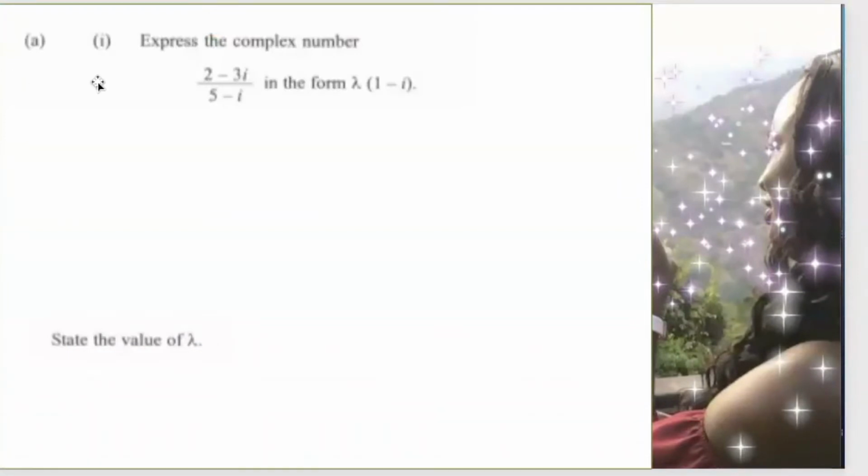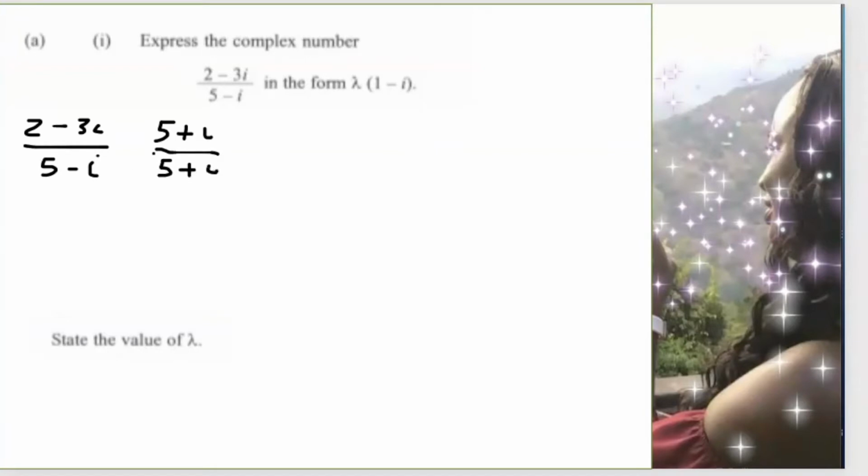This question is asking to express the complex number (2 minus 3i) over (5 minus i) in the form lambda times the bracket (1 minus i). Now, what we're going to do is find the conjugate of the denominator, then multiply the numerator and denominator by this conjugate. The conjugate for 5 minus i is 5 plus i. So I'll multiply both numerator and denominator by 5 plus i.